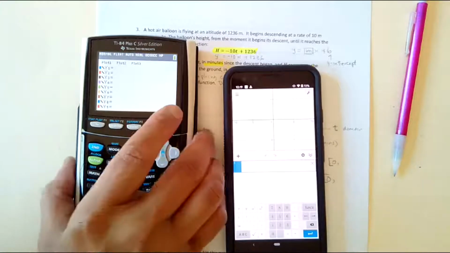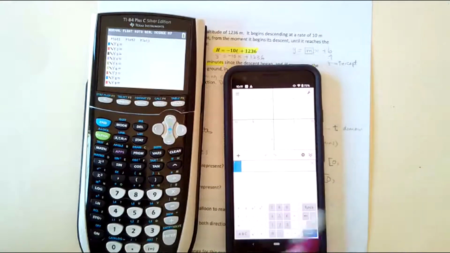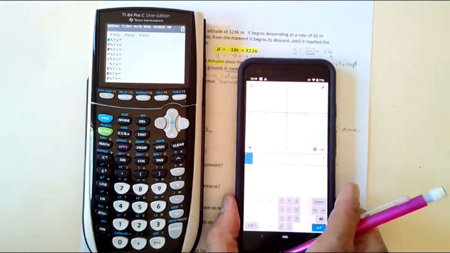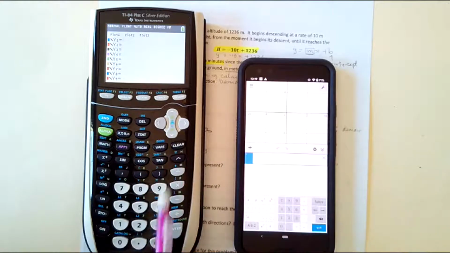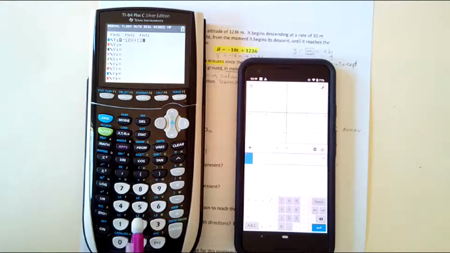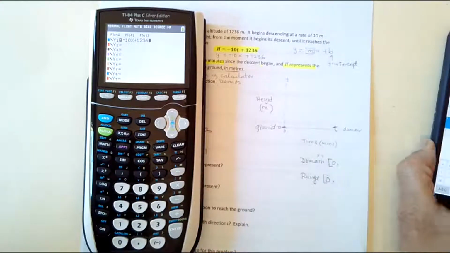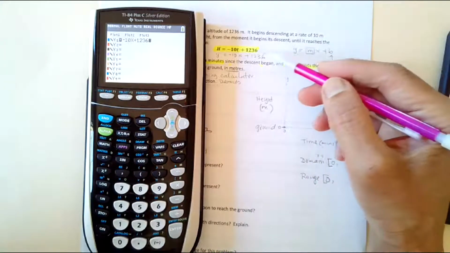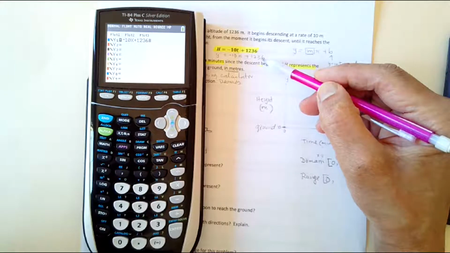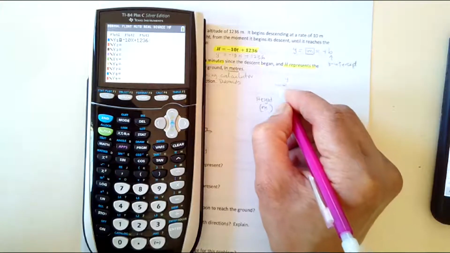So remember, when we have a negative, you always use this negative sign here, negative 10x plus 1236. Now, notice on my y-axis here, the minimum is 1236. Okay, so we should have at least 1300 up here.